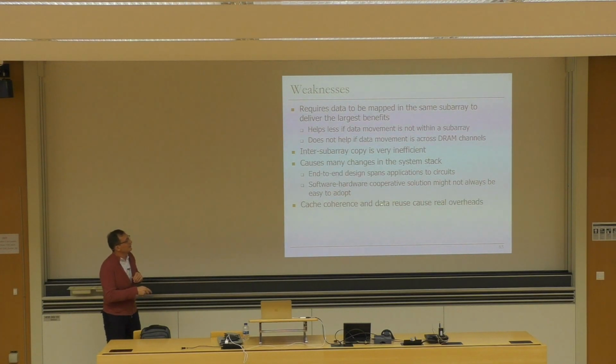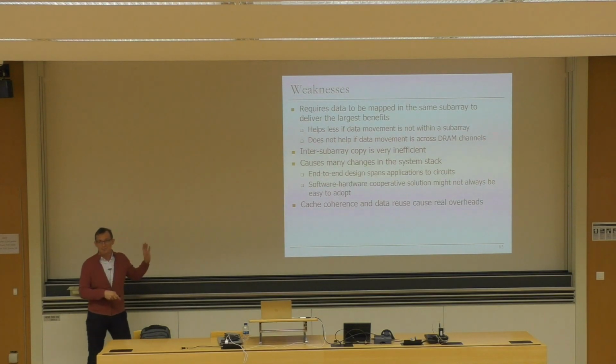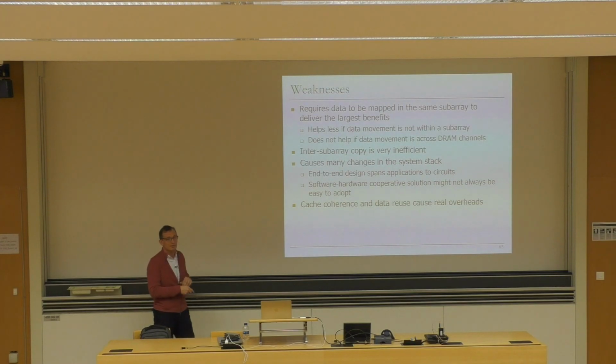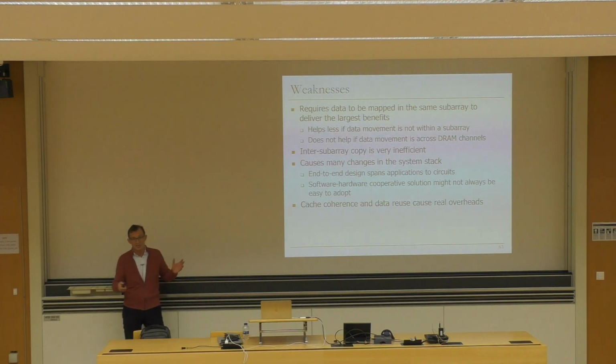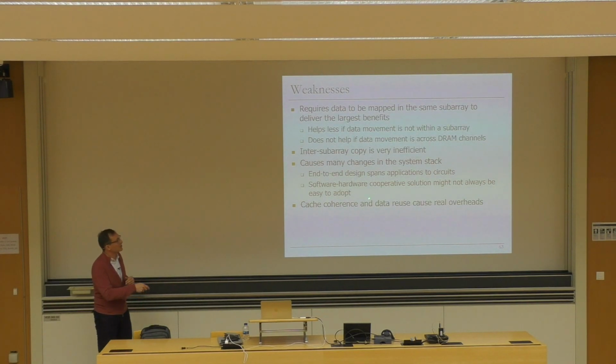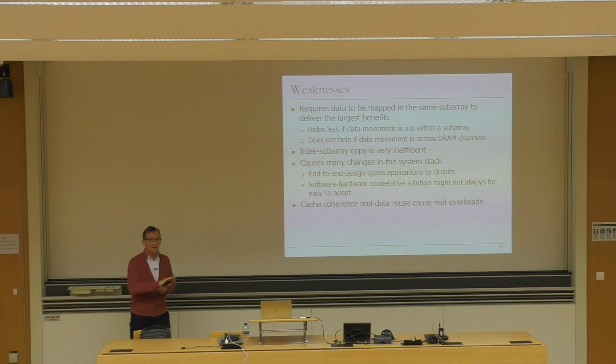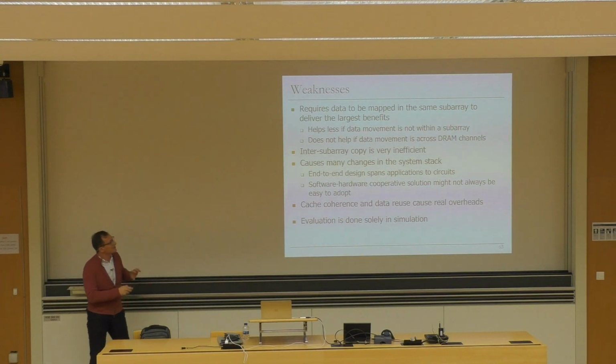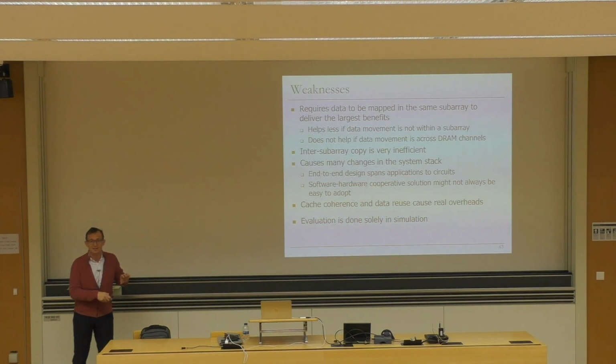Cache coherence and data reuse cause real overheads, and this is absolutely true. They do cause real overheads, and they need to be handled somehow. If there are more efficient mechanisms of handling cache coherence, that would be good. If there are more efficient mechanisms of predicting which data should be reused and when to do this copy, when not to do this copy, when to use which mode of copy, that's also good. Okay, if you think about this, these are more conceptual weaknesses in the paper, right?